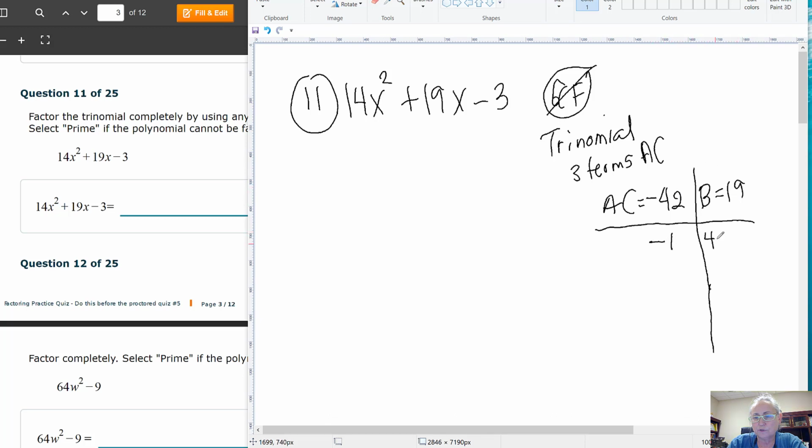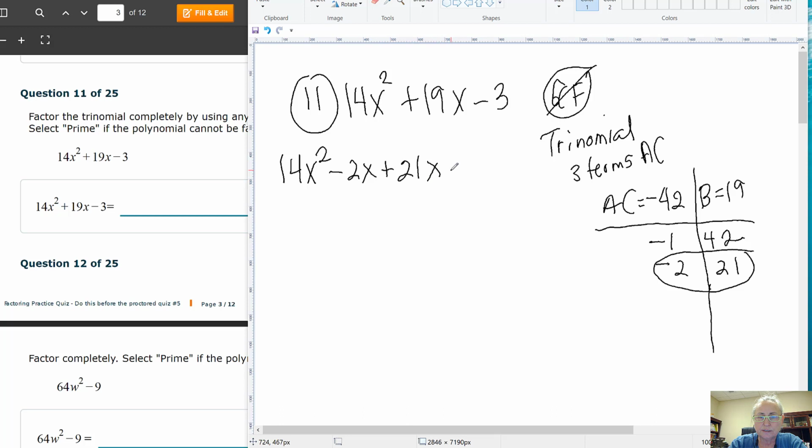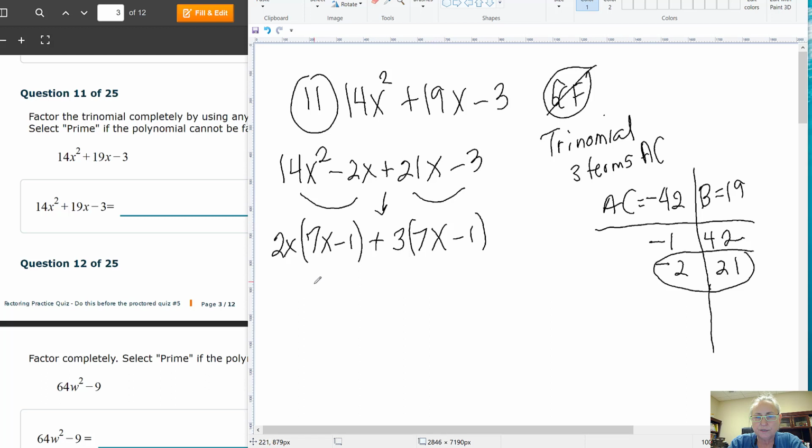Negative 1 times 42 is not correct. Negative 2 times 21 will multiply for negative 42 and add to positive 19. So I split my middle term, the 19x, into minus 2x plus 21x minus 3. Then I factor the first two together, I drop the middle sign, I factor the last two together. The greatest common factor of these two is 2x, 7x minus 1 would be inside the parentheses. The factor that's in common in these two is 3, and 7x minus 1 will be in this set of parentheses. Their common factor is 7x minus 1, and the other factor is 2x plus 3.